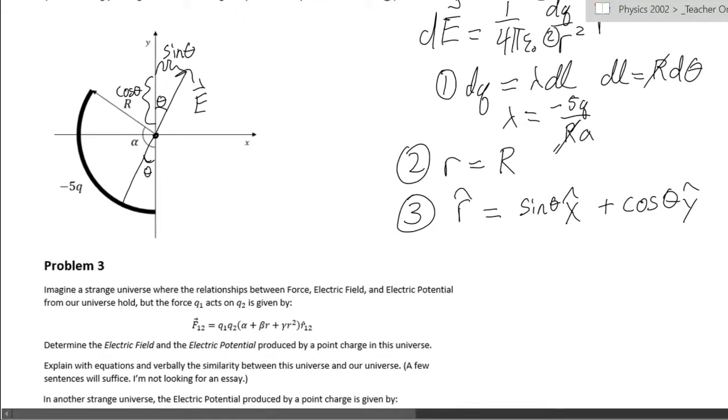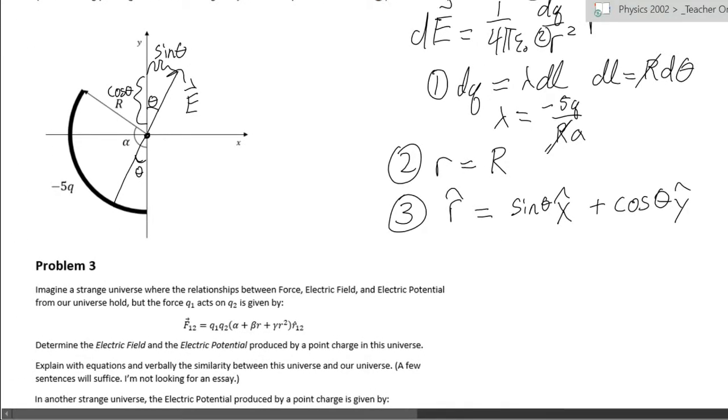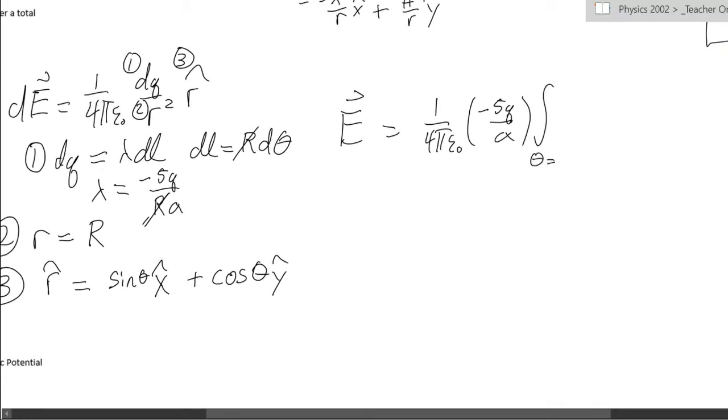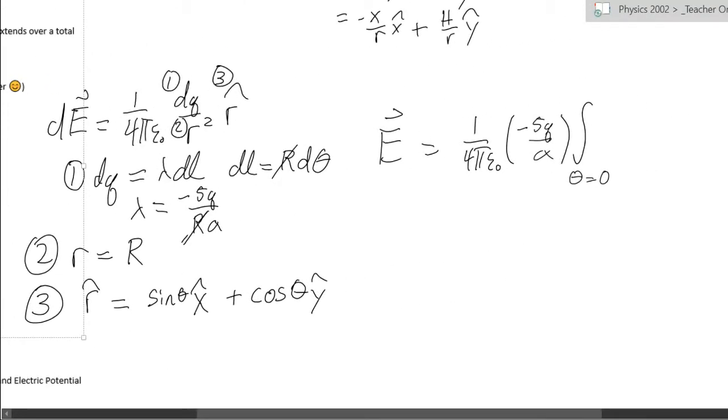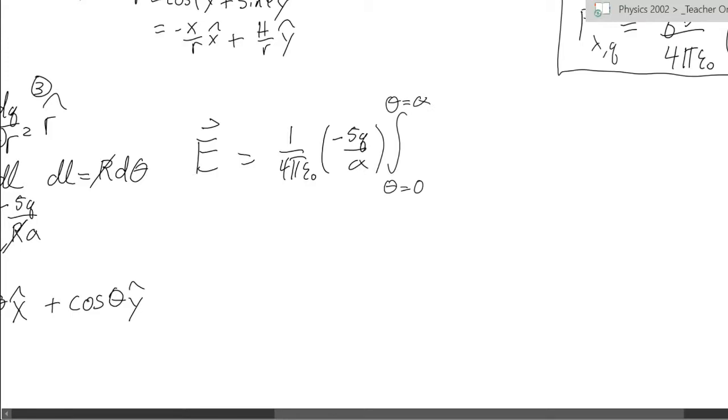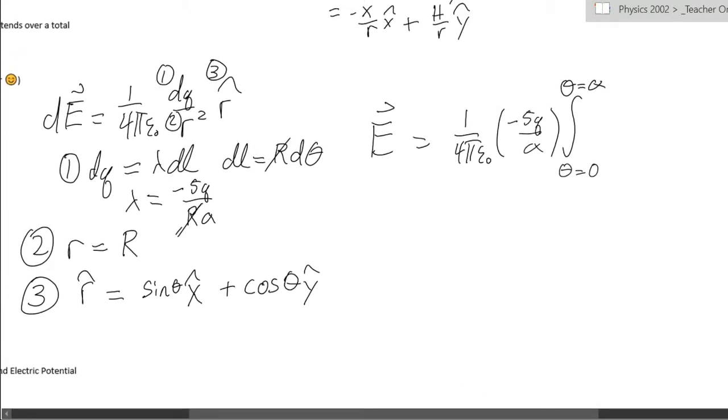Now for our integral, we're integrating over theta. So we want to define where theta begins and where theta ends. So this is going to be theta is equal to 0. So that's going to be when this is exactly vertical. And then this is going to go all the way around to theta is equal to alpha, which is there. So this is going to go to theta is equal to alpha. And then we can plug in the rest of what we have here. So we have a d theta times a sine of theta x hat plus a cosine of theta times y hat. And we're missing an r squared here. So I'm just going to put the r squared right there.